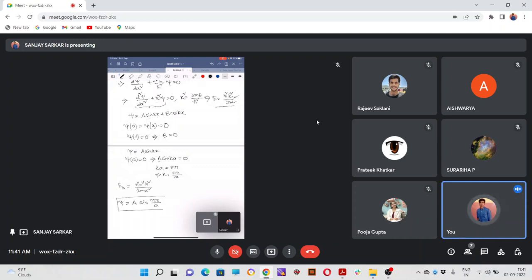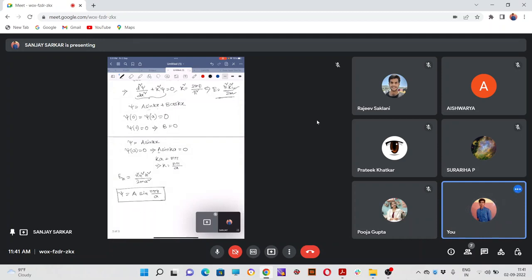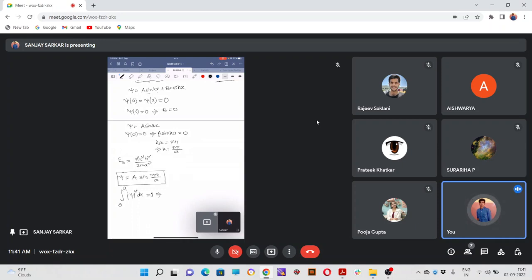This is the wave function, and if we normalize this, the normalization condition is the integral from 0 to a of mod psi square dx equal to 1. Applying this condition, we can easily find that the value of a is root over 2 by a. So the wave function psi(x) is root over 2 by a sin n pi x by a. This is our wave function for the infinite potential well, and these are the eigen energies. To solve problems we need to know these two expressions.